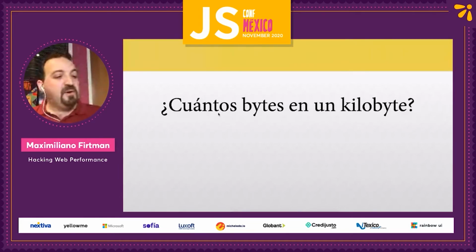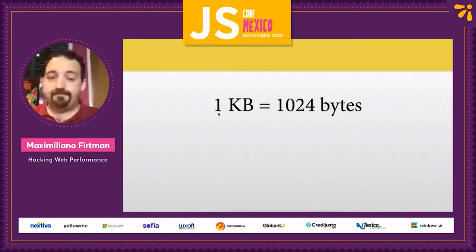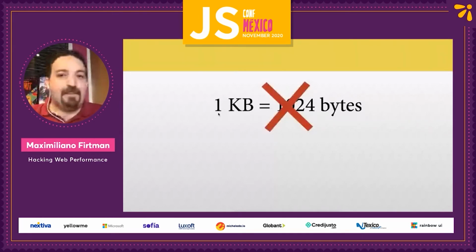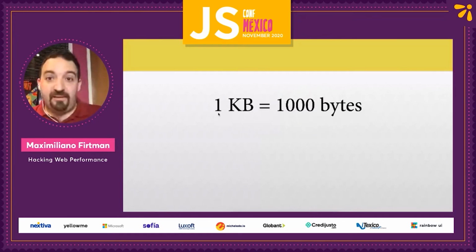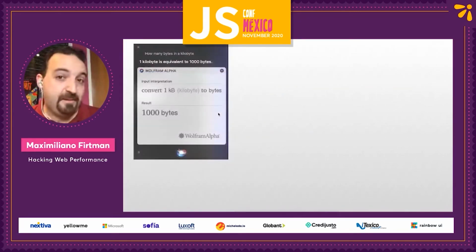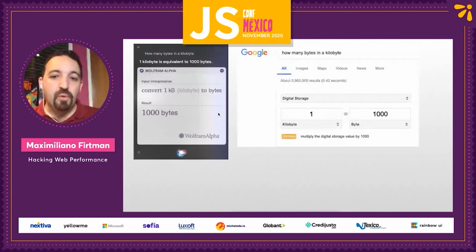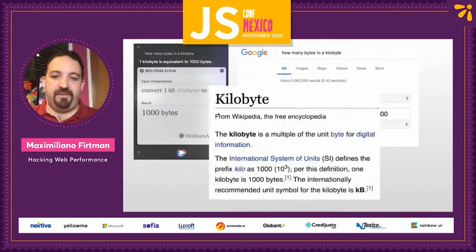Many of you are going to say, well, 1024 bytes, 1 kilobyte is 1024 bytes. Well, I regret to inform you that no, maybe this is the only thing that you're going to remember, but 1 kilobyte is 1,000 bytes. And if you do not believe me, ask Siri, ask Google, or ask Wikipedia. You don't have to believe me.